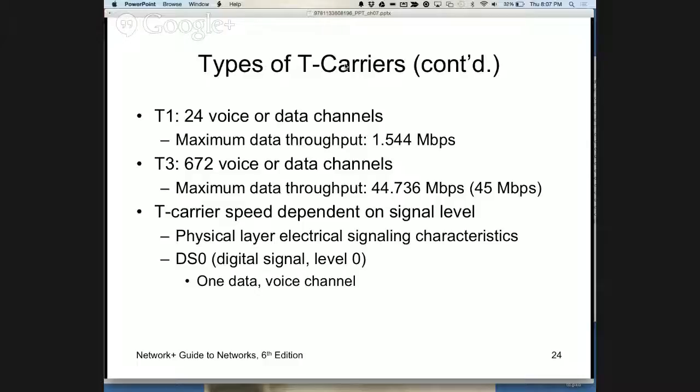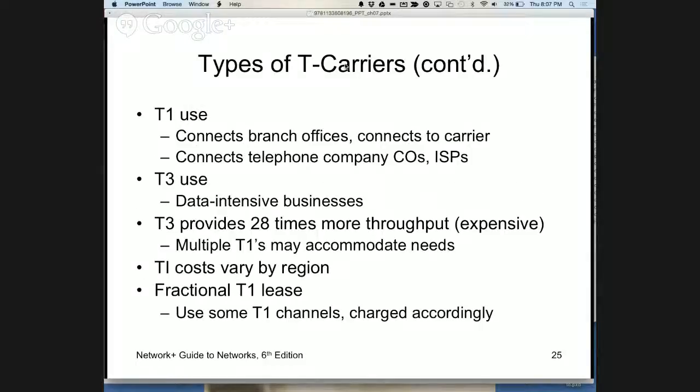The T carrier is dependent again upon the physical layer of that line, whatever it might be coming through. At the T3 level it's probably mostly fiber. Here are some uses of T's. T1: connecting branch offices together, connecting carrier offices, connecting telephone companies and ISPs. T3: data intensive uses like we are, very data intensive. Educational folks, libraries, and governmental facilities are going to have them.